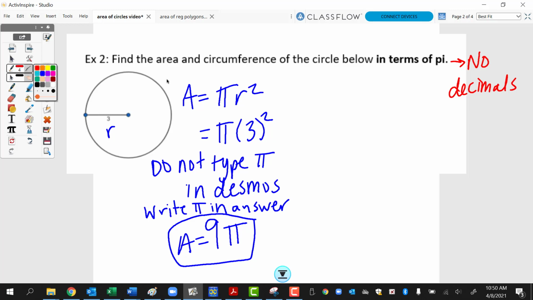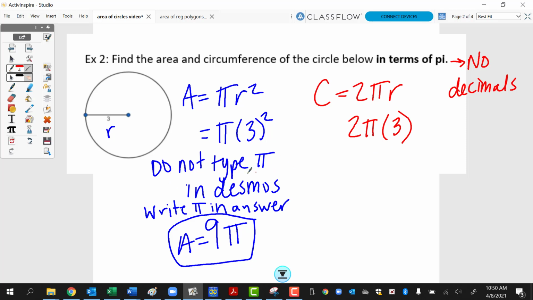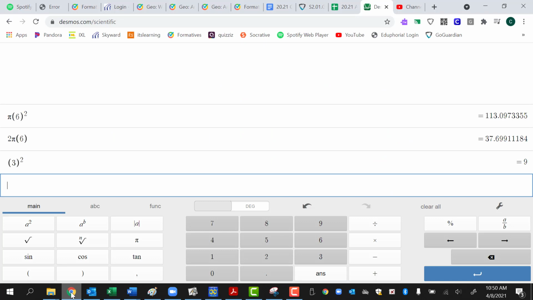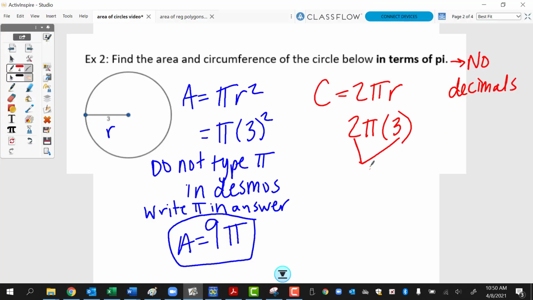Okay, for circumference, we're going to do the same thing. So writing down our formula, 2 pi r. We're plugging in our radius, so 2 pi times 3. Again, I am not typing pi in. So what am I typing in? Well, if I'm not typing pi, that means I'm typing 2 times 3. So let's do it. So we're typing 2 parentheses 3 parentheses is 6. Okay, great. So then this is 6. I still write pi in my answer. Pi. And that's it.